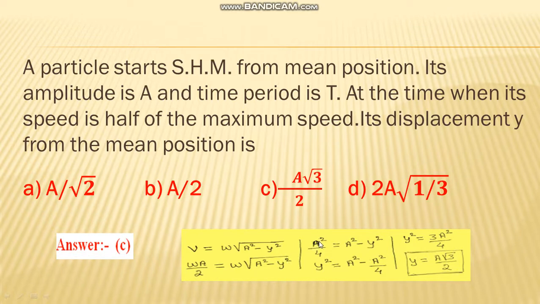Squaring both sides, we get a square by 4 is equal to a square minus y square. We have to calculate y. Simplifying this, you get y is equal to a root 3 by 2. So our answer is C. Thank you.